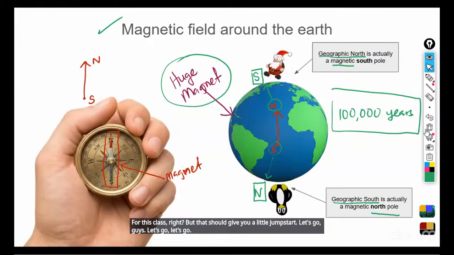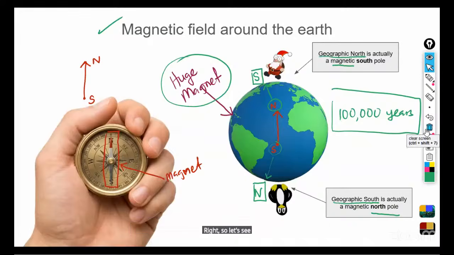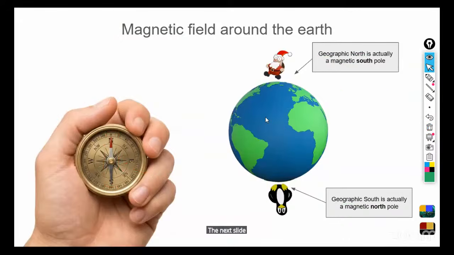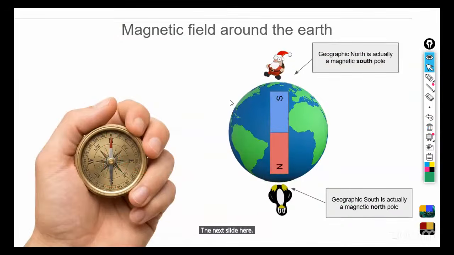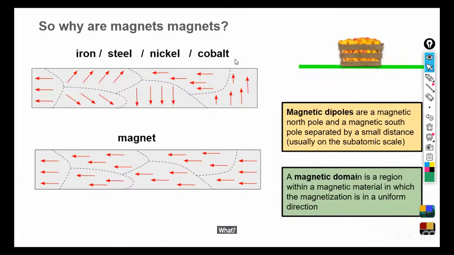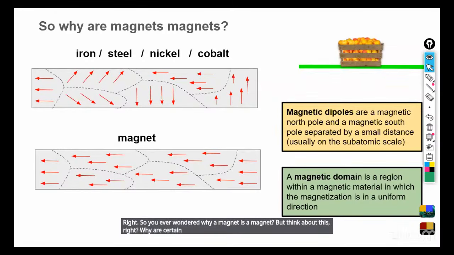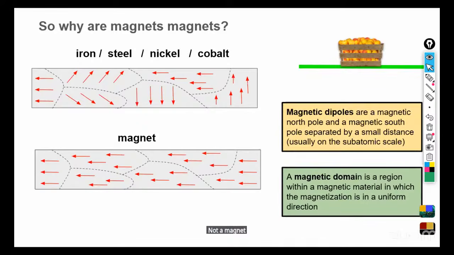Right. So let's see the next slide here. So you ever wondered why a magnet is a magnet? But think about this. Why are certain things a magnet and why are certain things not a magnet? First of all, let's just clarify something.